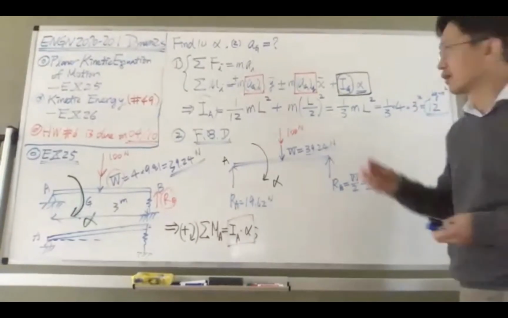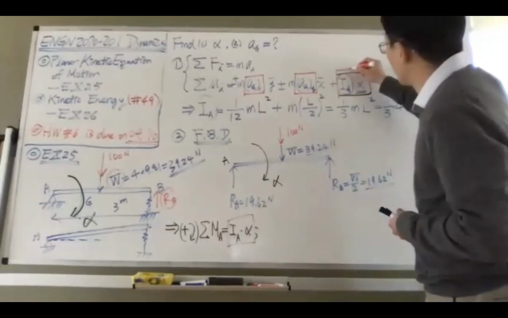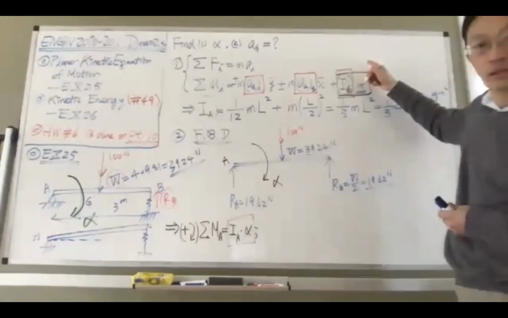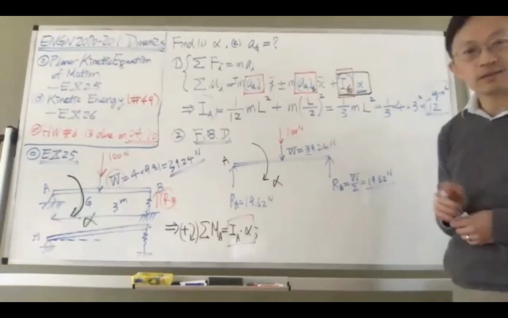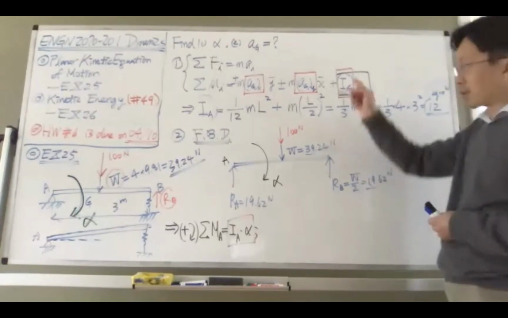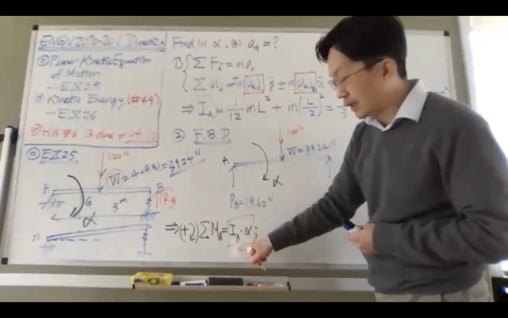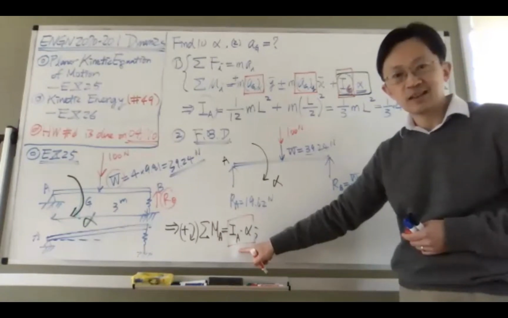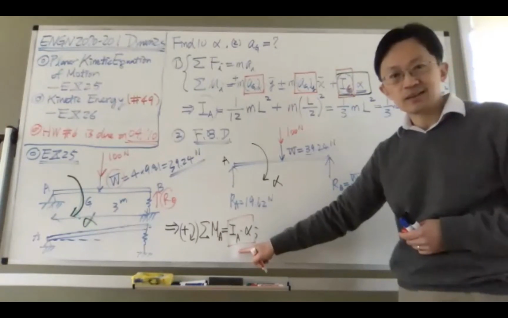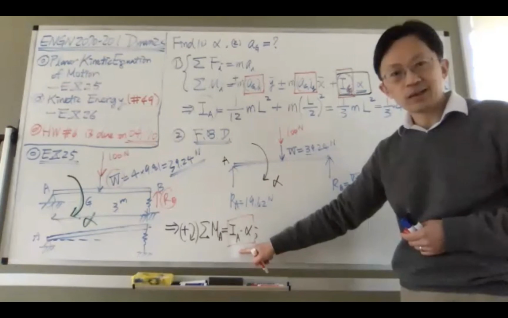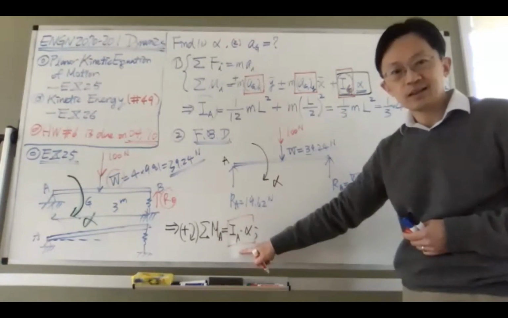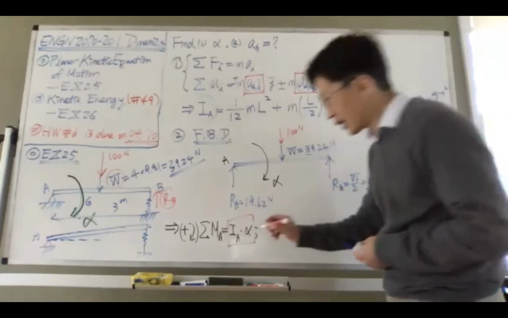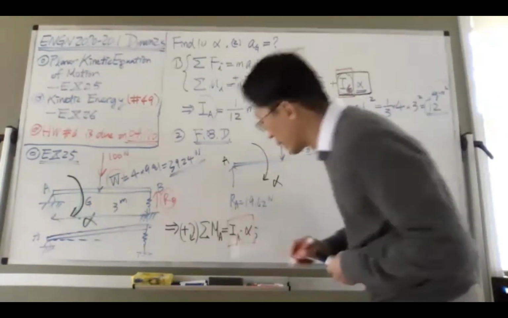Mass moment of inertia at the center of gravity. Now, when I put it down here, did I use the mass moment of inertia at the center of gravity? No. What did I use? The center of rotation. Yes, I use it at the center of rotation.